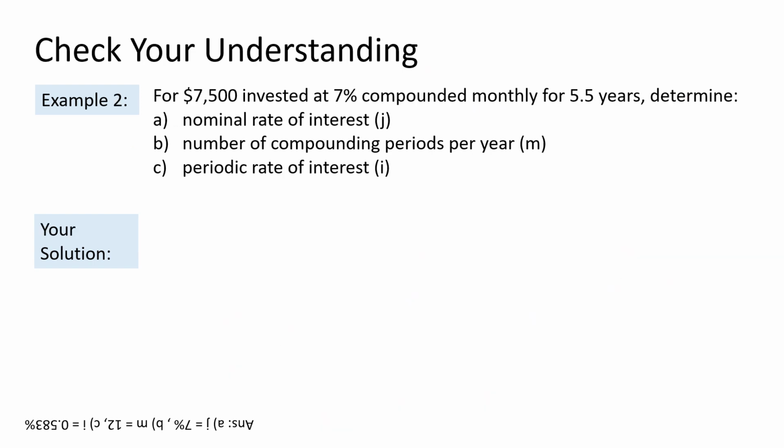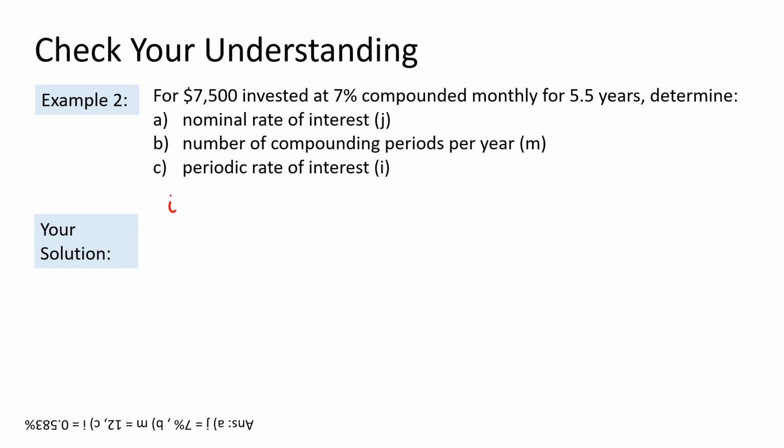All right, so let's look at a different question. Again, looking for the same concepts here. For $7,500 invested at 7%, compounded monthly for 5.5 years, determine A, the nominal rate of interest, B, the number of compounding periods per year, and C, the periodic rate of interest. So once again, we're looking here for just a couple of calculations. There's a lot of data in this question that we would use in future types of questions when we're putting everything together, but it's not relevant when we're just finding these types of interest rates.